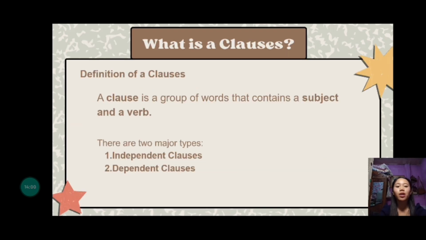So what is a clause? A clause is a group of words that contains a subject and a verb. For example, the word students is the subject, while the words are studying are the verb phrase. The presence of the subject and verb relationship is one of the most important things we should look for when identifying a clause. Let's begin with the independent clause.